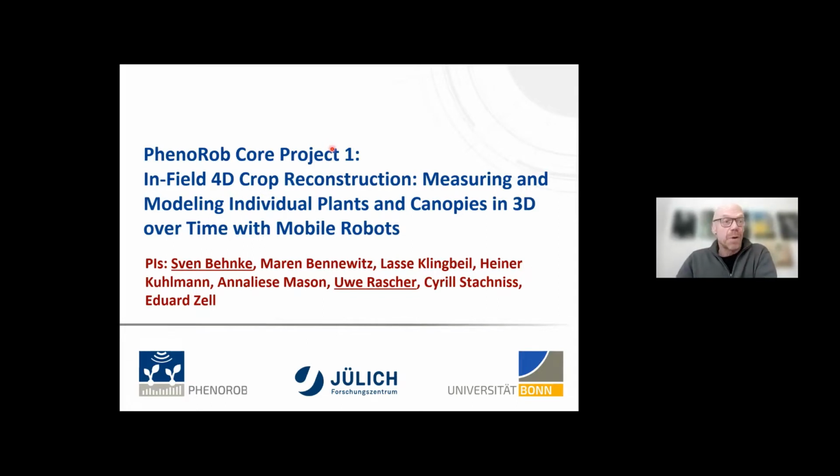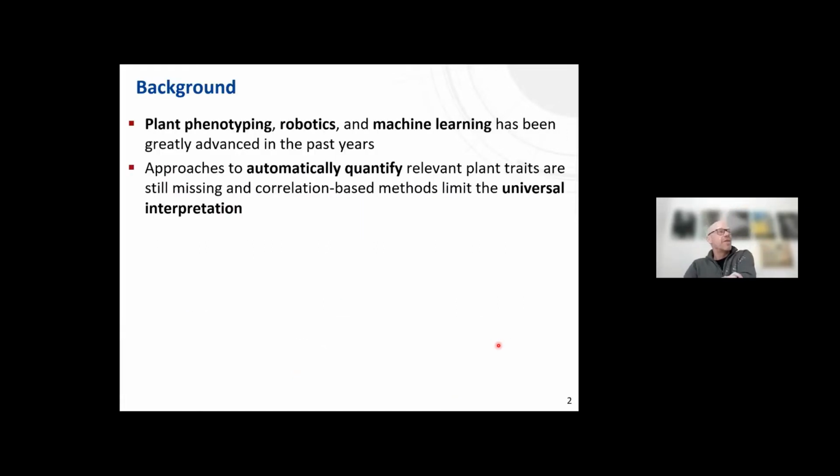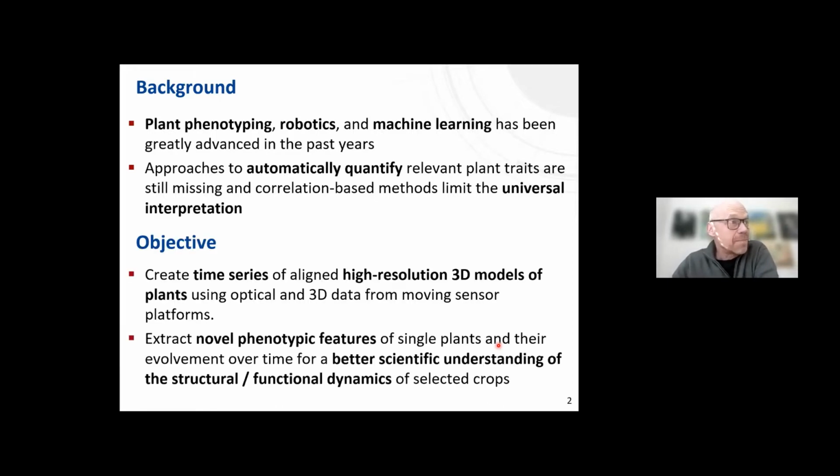Speaking of Core Project 1, just to set the scene, the background of the PhenoRob consortium as a whole is that we want to combine plant phenotyping, robotics, and machine learning for an automated quantification of plant traits and the general interpretation of this data.